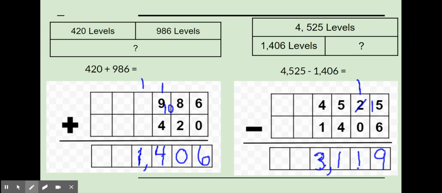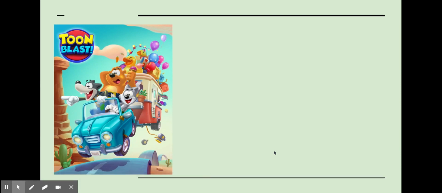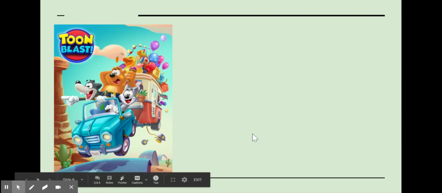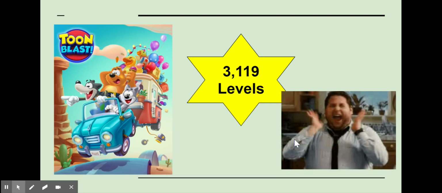So the difference between my husband's levels and our combined levels is 3,119. The difference between my husband's levels and the combined levels of my daughter and myself is 3,119 levels. Well, my husband is still the master of Toon Blast in our family.